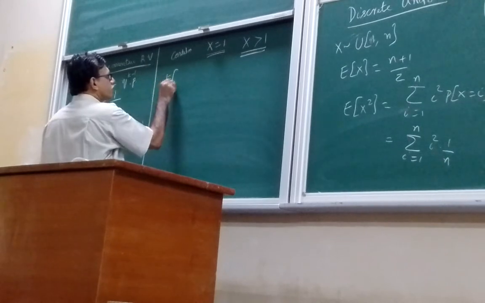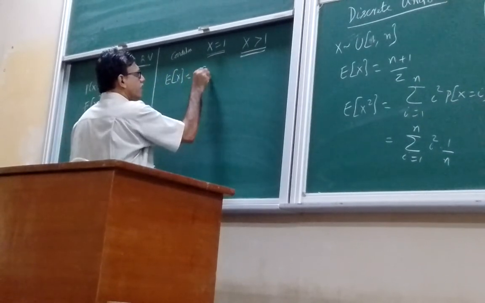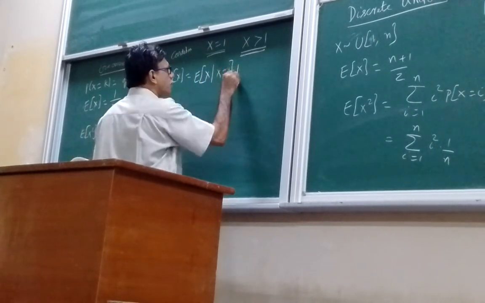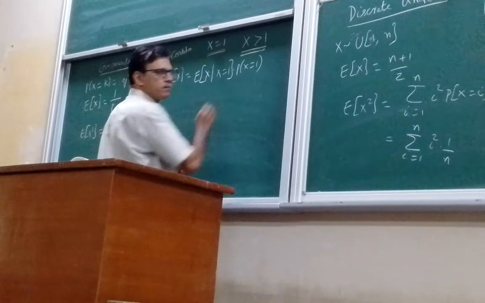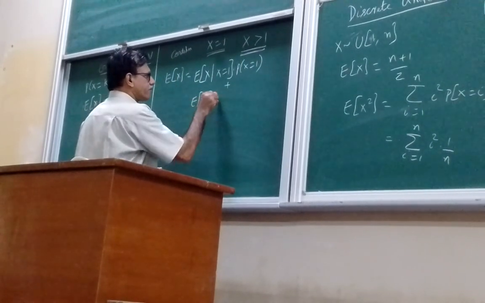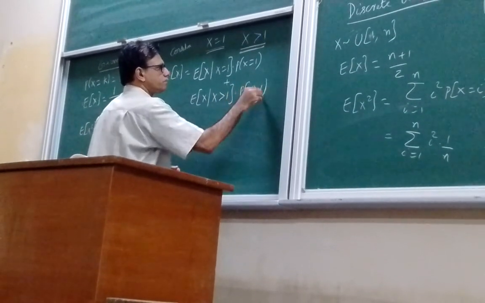So E of x can be written as E of x given that x equal to 1 into the probability that x equal to 1, plus E of x given x is greater than 1 into the probability that x is greater than 1.